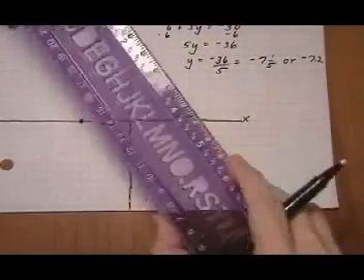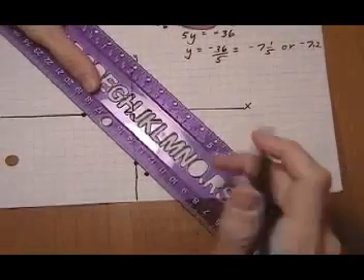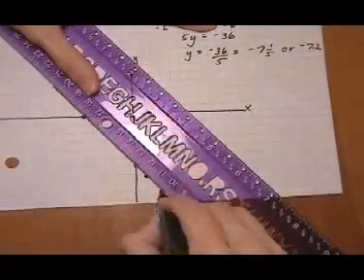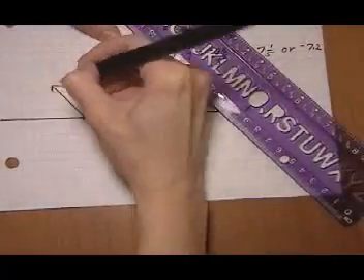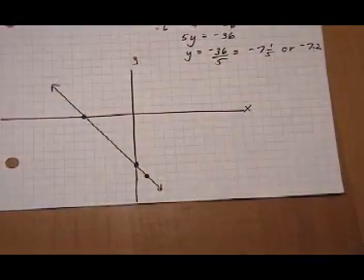Then you break out the straight edge. Put a line through it, arrows on both ends. And there we have our graph of the equation.